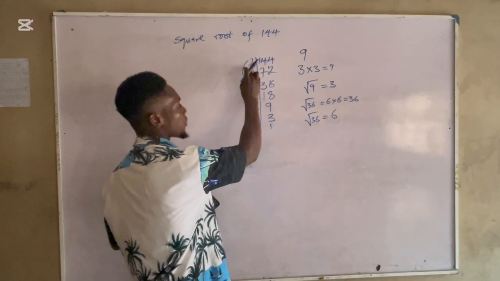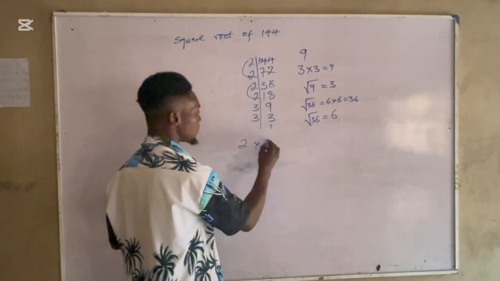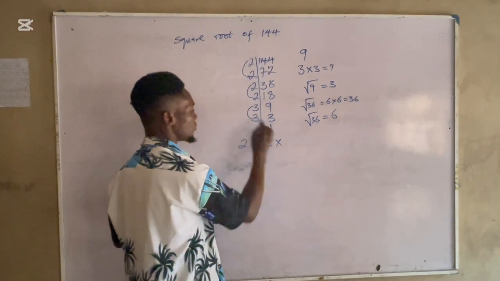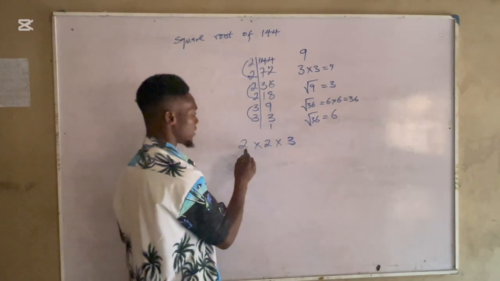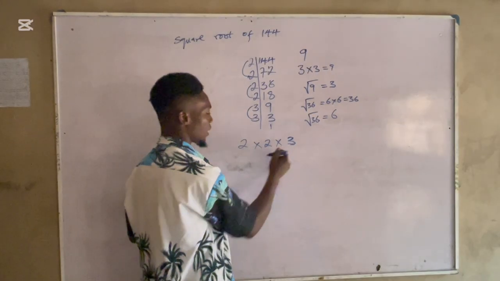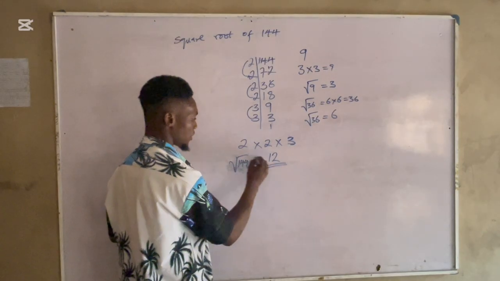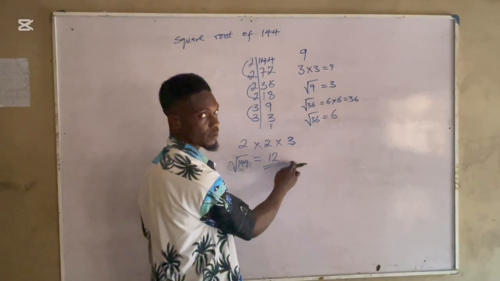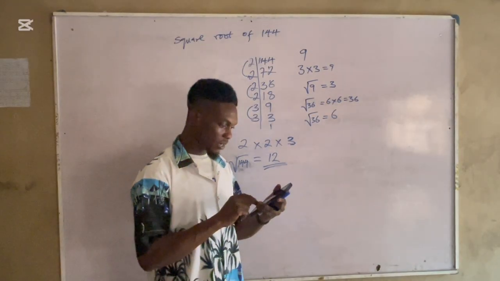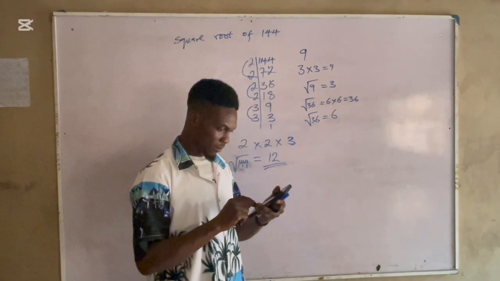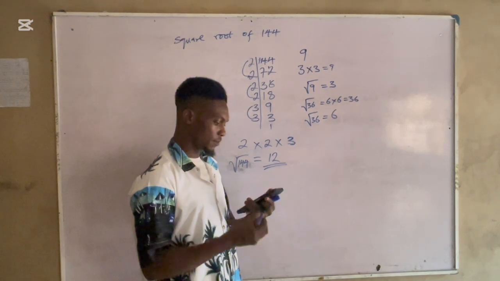2 occurs twice here. Pick 1. Again you have a double 2, you pick 1. Again a double 2, and a double 3, you pick 1 of the 3. Then we multiply. 2 times 2 is 4, 4 times 3 is 12. That means the square root of 144 is 12, meaning that 12 times 12, 12 is the number that will multiply itself to give us 144. The correct option there is option B, 12.